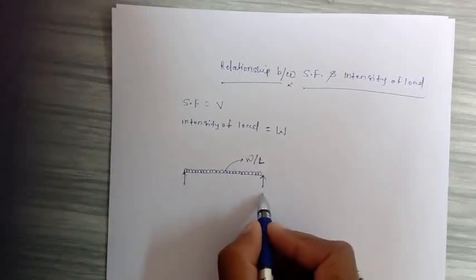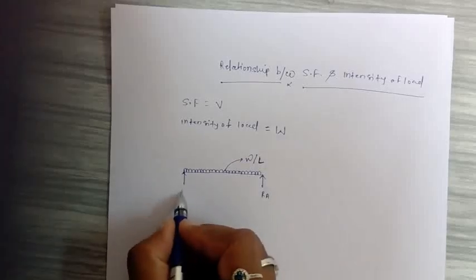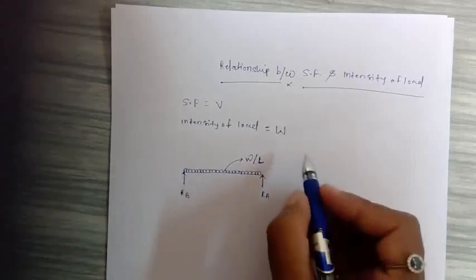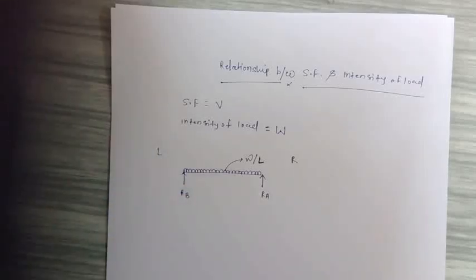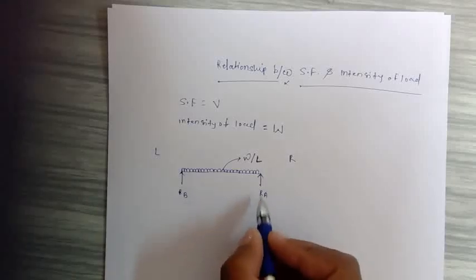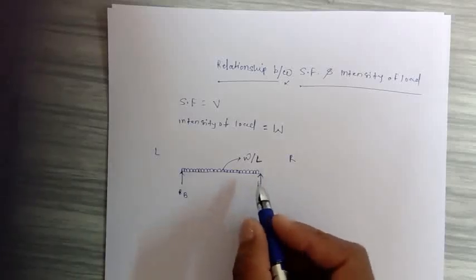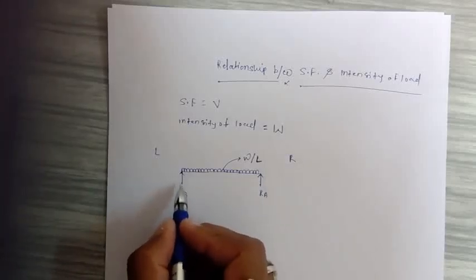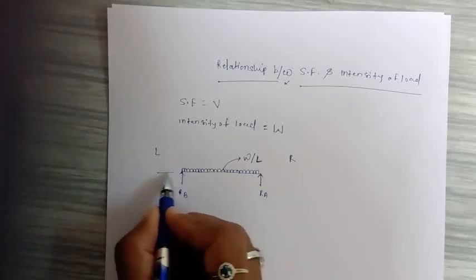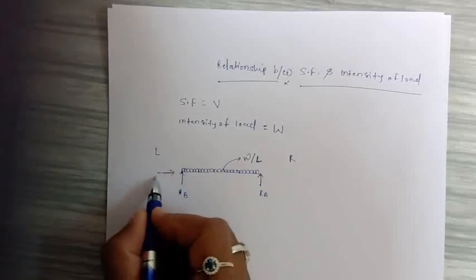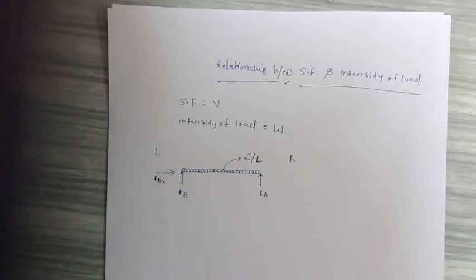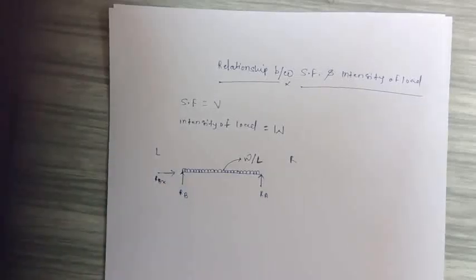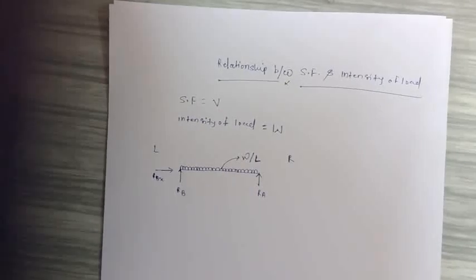So if I denote this as RA and this as RB, the simply supported beam is there, R left to right. In the simply supported beam, if you take this as a roller support and this as the pin joint or a hinge support, the reaction will come here. So RBX, it can come.